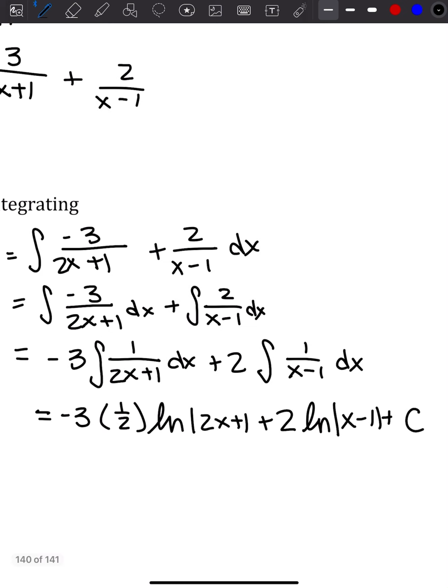And then of course our integration constant, C. I can simplify it from here if I want. The only thing I'd really do is -3 times 1/2 is -3/2, but that's going to be about it. I just want to make sure that we have our absolute values in the right spot, our parentheses in the right spot, and then that's going to be it. We need those absolute values because we can't have negatives in our natural log.